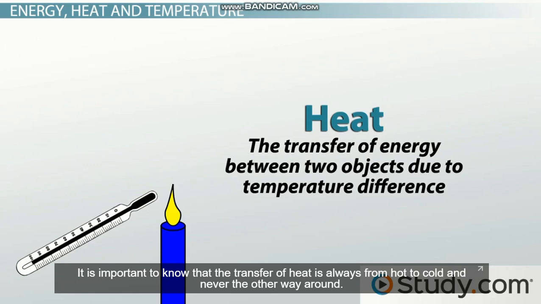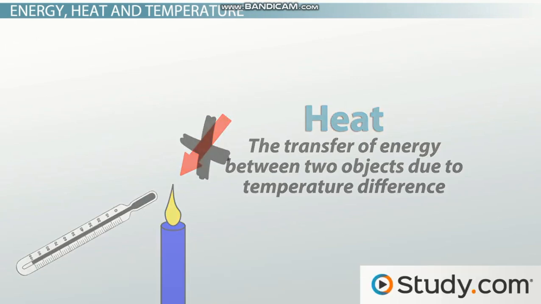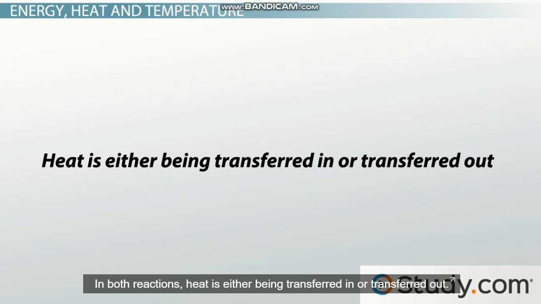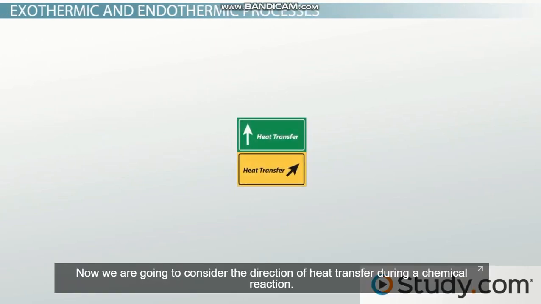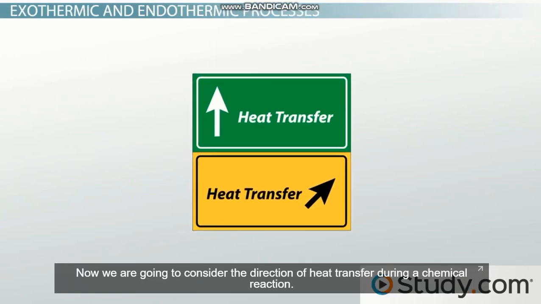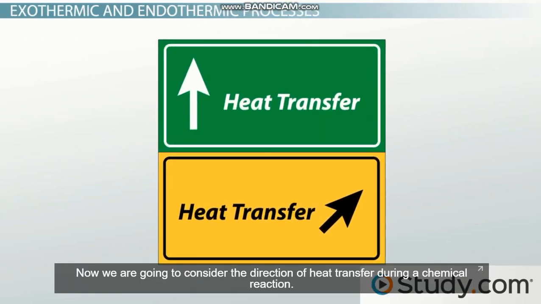It is important to know that the transfer of heat is always from hot to cold, and never the other way around. In both reactions, heat is either being transferred in or transferred out. Now we are going to consider the direction of heat transfer during a chemical reaction.